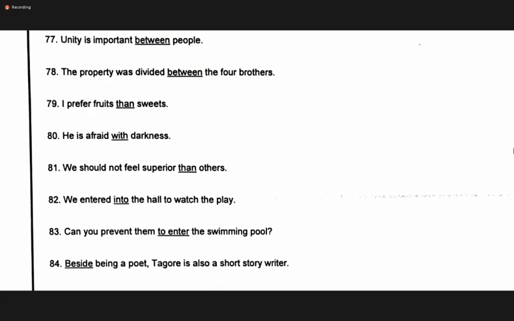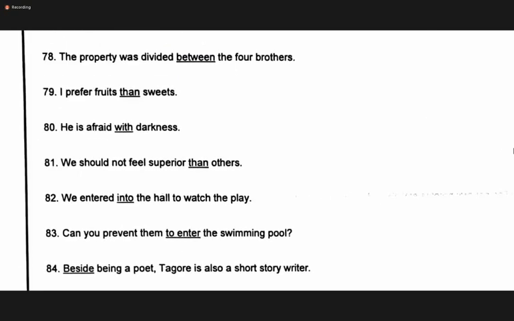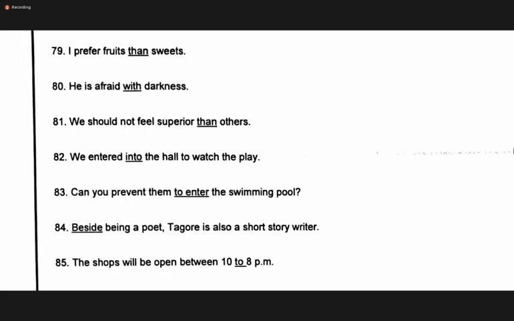Next, 80. He is afraid with darkness. Of. Afraid of darkness. Right. 81. We should not feel superior than others. To. Yes, superior to others. Inferior, superior, junior, senior are followed by the preposition to, not than. Superior to others. Next, 82.